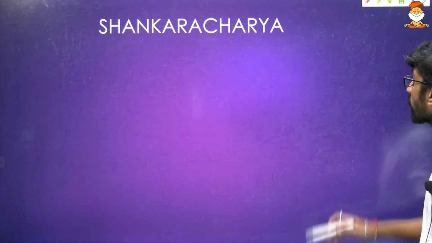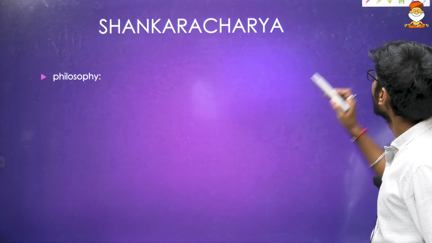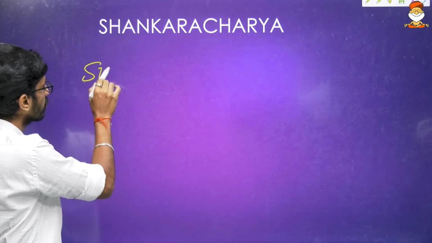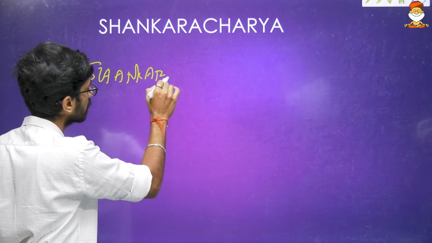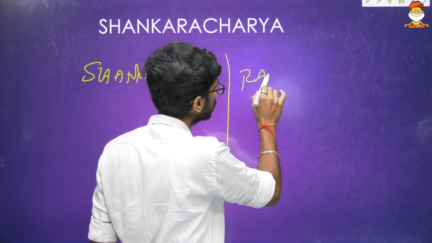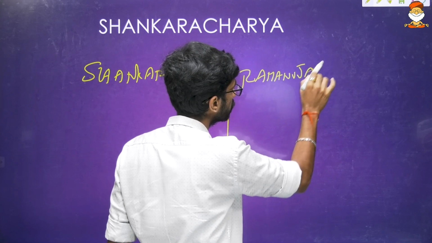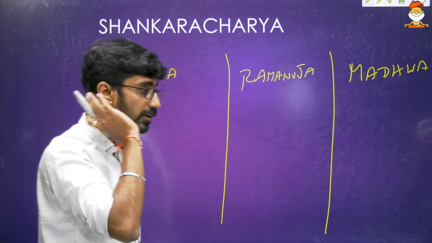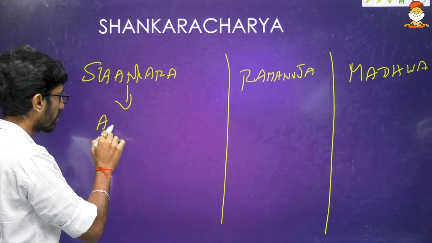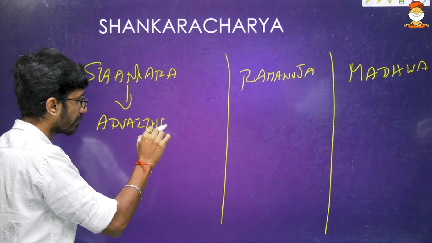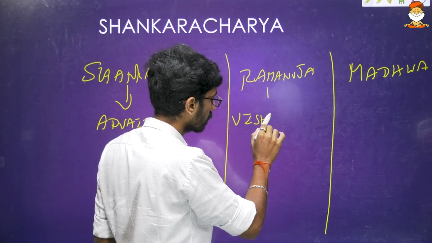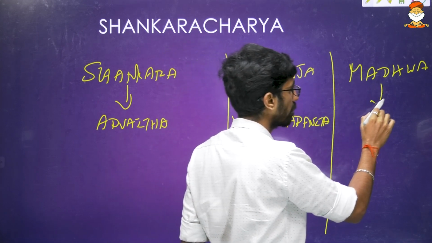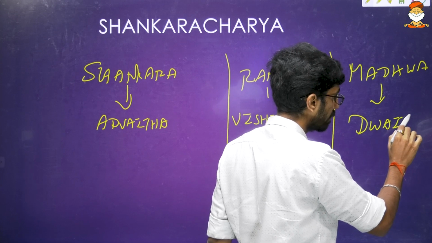Now we'll understand the philosophies of Shankara, Ramanuja and Madhva at one go, instead of going one by one. I will try to simplify it. All of them are also there in the slides, but we'll give some examples. Shankara's philosophy is Advaita, Ramanuja's is Visishta Advaita, and Madhva says Dvaita.